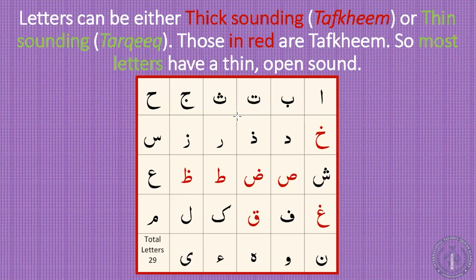So let's have a quick recap. We've done Tafkhim and Tarqiq, which are the qualities of the letters of the Arabic alphabet. The letters can be either thick sounding, Tafkhim, or Tarqiq. Those in red are Tafkhim. There are 7 of them. We've got 7 mufakham letters, and we asked you to memorize these.